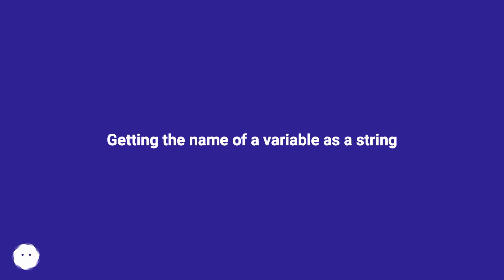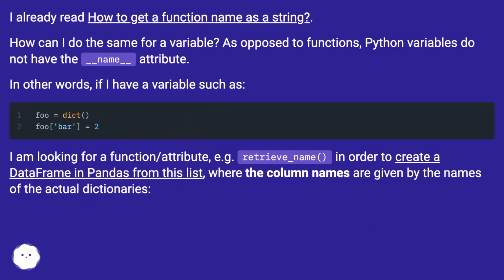Getting the name of a variable as a string. I already read how to get a function name as a string. How can I do the same for a variable?